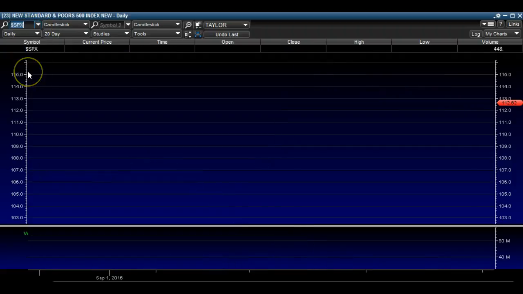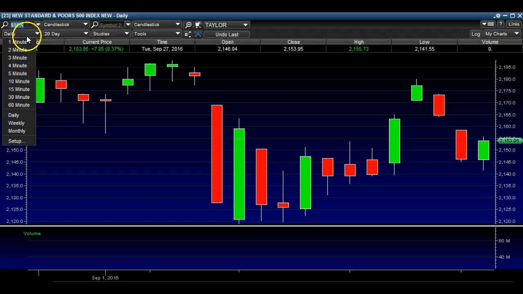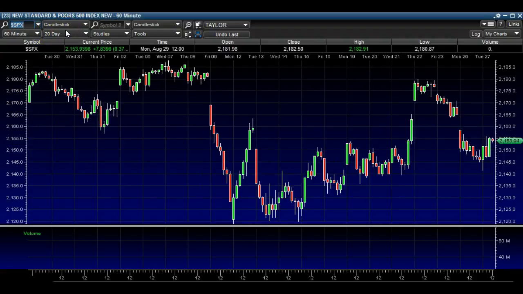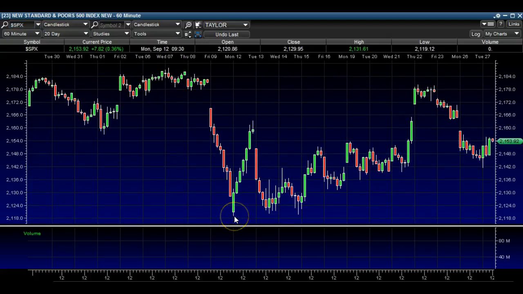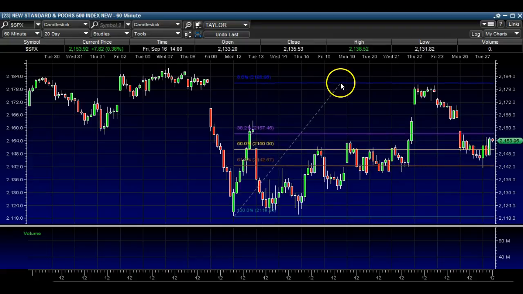Next, let's take a look at the SPY, and I'm going to switch to the hourly time frame. I want to show you something here. We came and tested a key level here today, and I'm going to draw this right here. This is a Fibonacci retracement level. I drew it from the lows right here at about 2100 to the highs over here at about 2180. And look at where we bounced off of. This is the 61.8% Fibonacci retracement. You can see it right here.